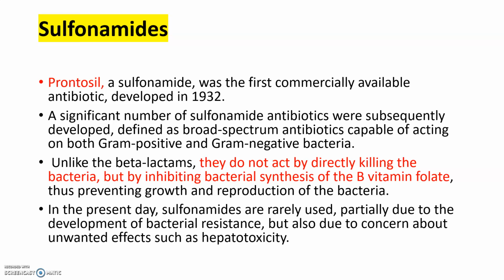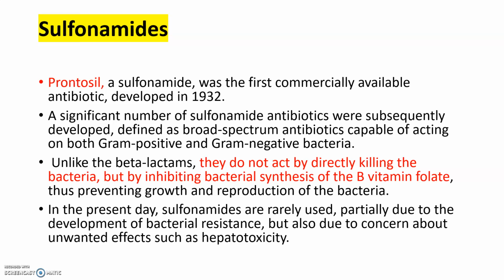Next group is sulfonamides. Prontosil is a sulfonamide which was the first commercially available antibiotic, and it was developed in 1932. A significant number of sulfonamide antibiotics were subsequently developed, and they are defined as broad spectrum antibiotics, which means they can be applied to many groups of bacteria, and they are capable of acting on both gram-positive and gram-negative.